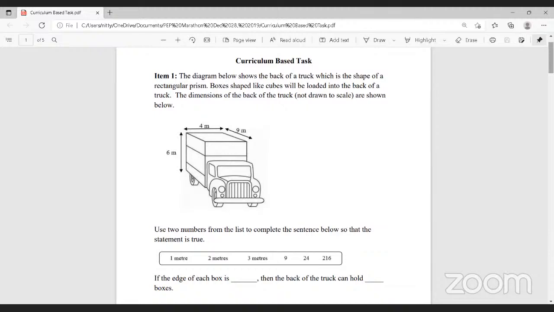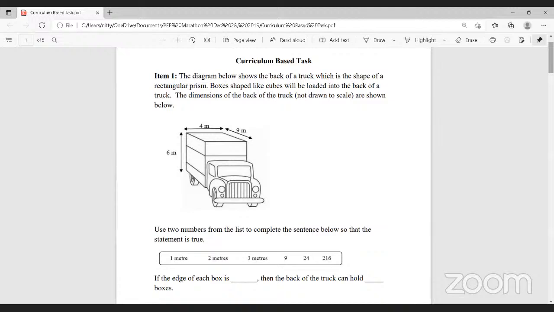All right, so we're just going to look at some sample items, and as time goes by, we will also look at some past paper items or similar curriculum-based items that will help us to prepare for our next component of the PEP.